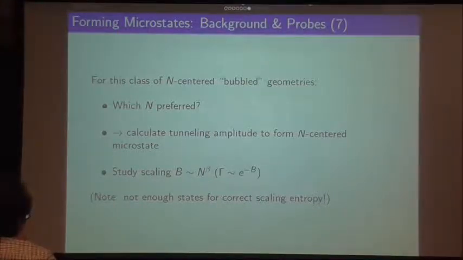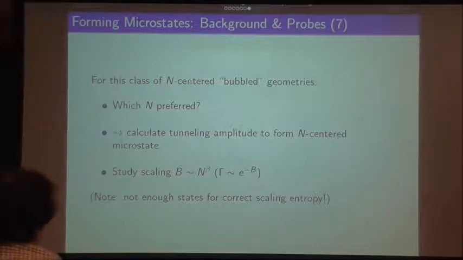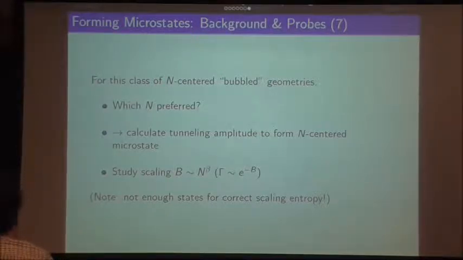Which number of bubbles is preferred? Which number of bubbles will give you the largest tunneling amplitude? So what we're going to do is calculate the explicit tunneling amplitude to form such an n-centered microstate with so many bubbles, and try to study the scaling of this exponent with n. So the exponent beta in the exponent b, right? This is what we're going to be after.